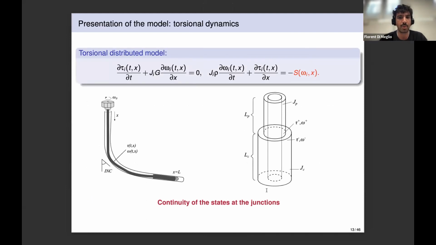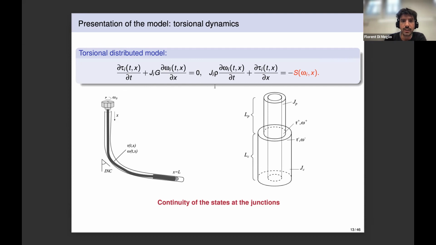A relatively simple model that you get by just writing the mass and momentum conservation laws for the distributed drill string. As I mentioned earlier, tau is the torque along the drill string, omega is the rotational velocity, GI is the inertia, G the Young's modulus, and rho is the density of the pipes. And so the mass and momentum conservation laws give you basically something that looks like a wave equation.